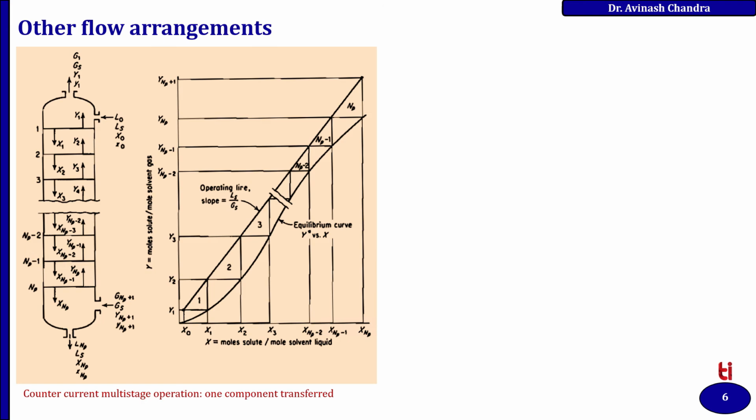For the other flow arrangements, this is for counter current multi-stage operation. In this case, the location 1, location 2, location N, location 3. So here from this point y1 to the here y N plus 1, we can draw a line. This is the operating line, and in this case this is stage 1, this is stage 2, this is stage 3, this is stage 4.